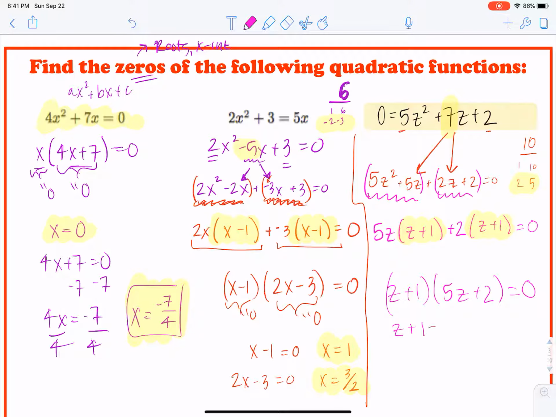So my zero product property tells me that I can set both of these pieces equal to 0. So z is equal to -1, and z is equal to -2/5. And this is my final answer for finding those x-intercepts using factoring by grouping.